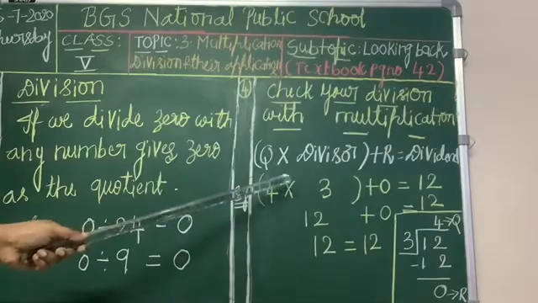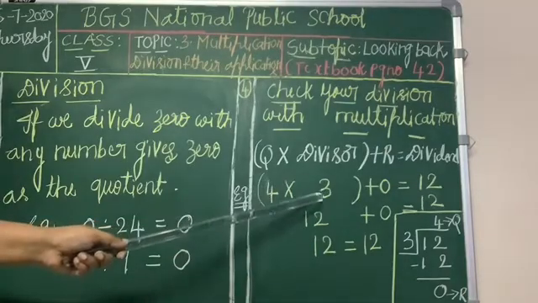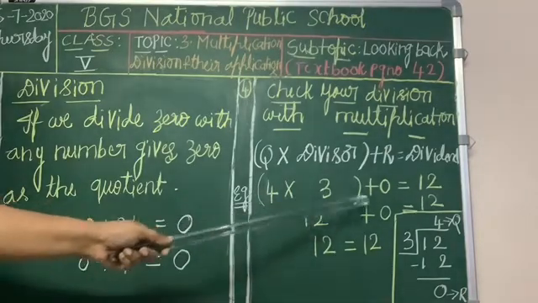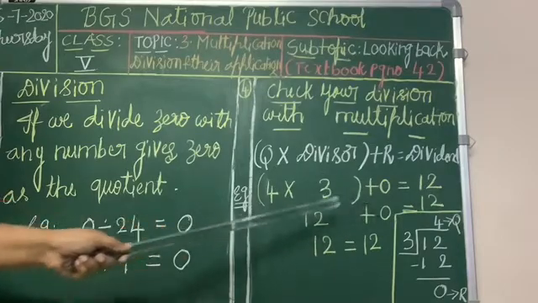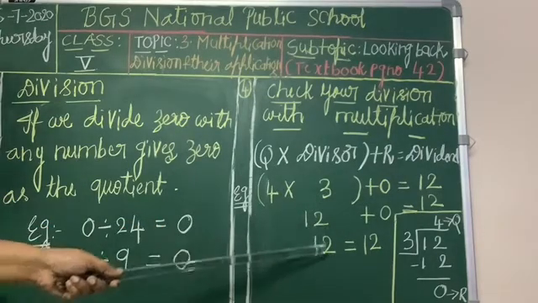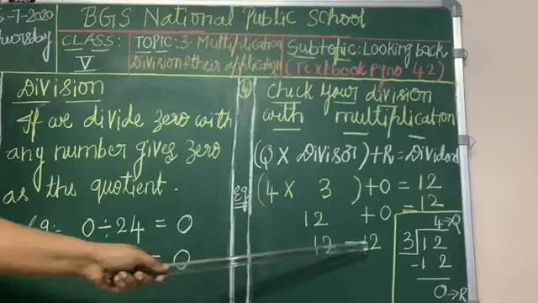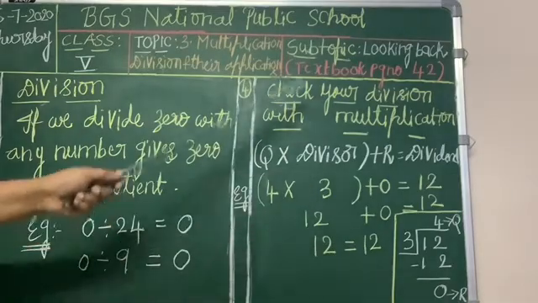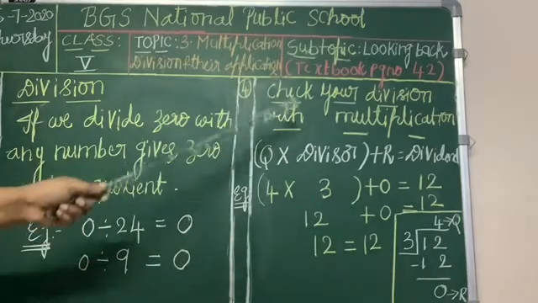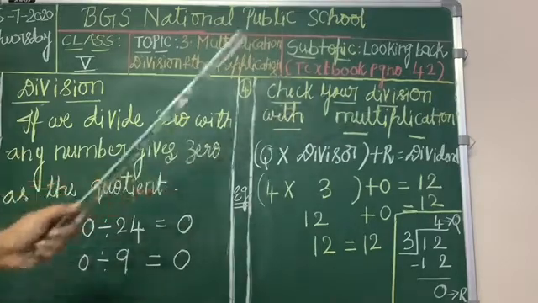Okay, now let us check, children. So here 4 into 3. What is 4 into 3? 12 plus 0. What is 12 plus 0? It is 12. Okay, so 12 equals 12. That means you got 12 as an answer here. That means your division is correct. This is the way you will check your division with the multiplication.